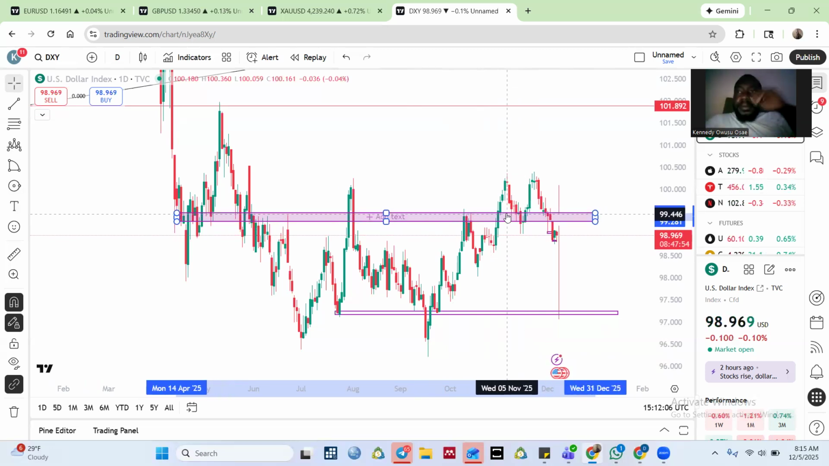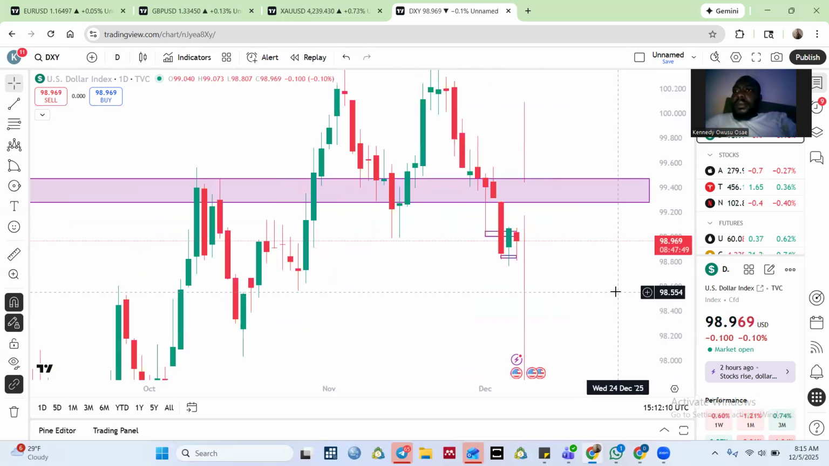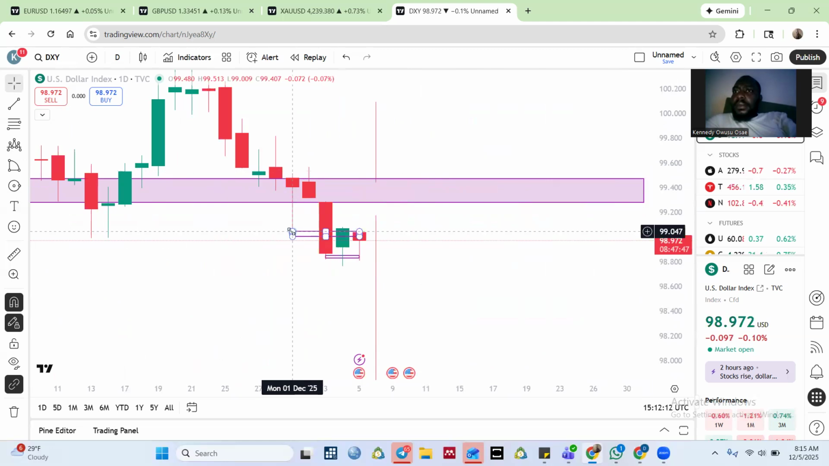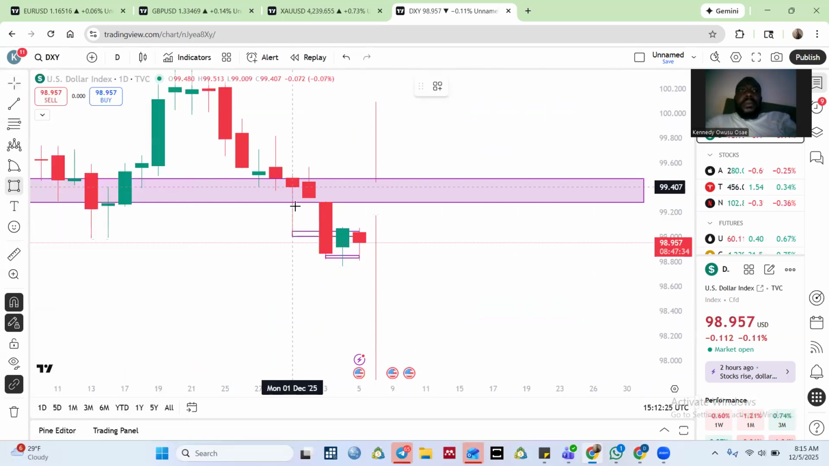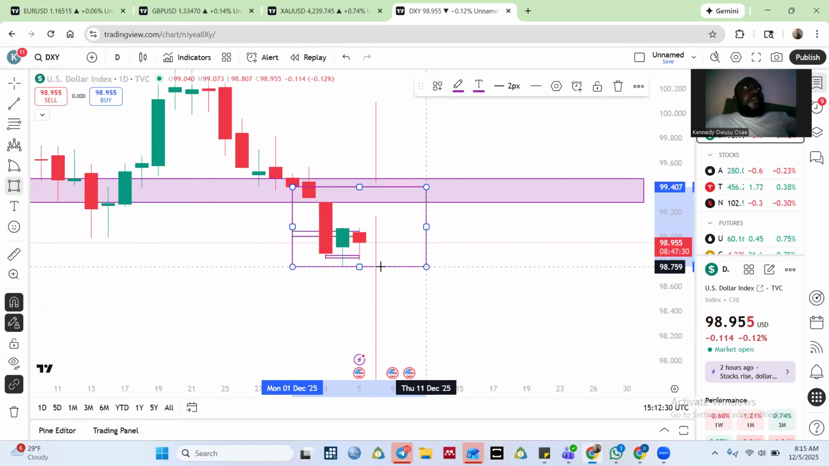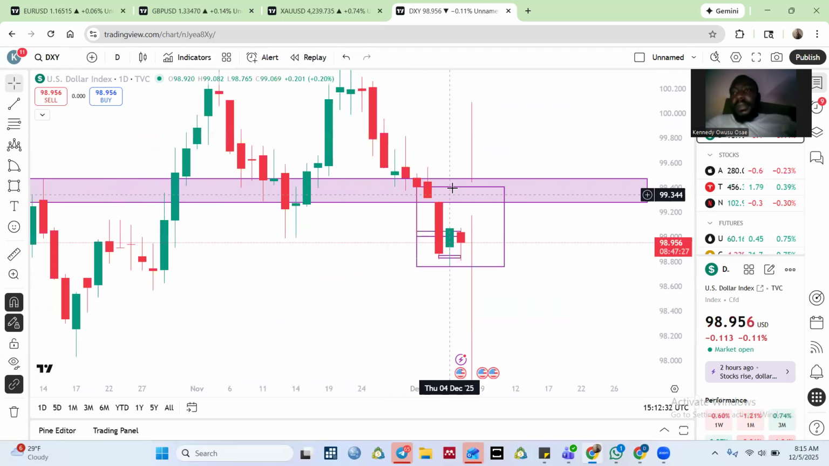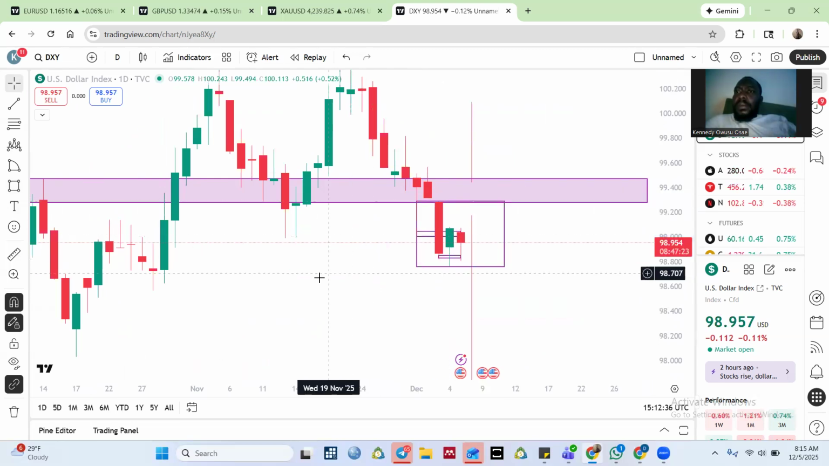And after breaking it, we can see how many daily candles now. We can see the first one tried and was rejected, the second one, and then this one broke it. And then we see 1, 2, 3 candles. So for 3 days now, price has been below this support after breaking it. So price is trading below this support here.